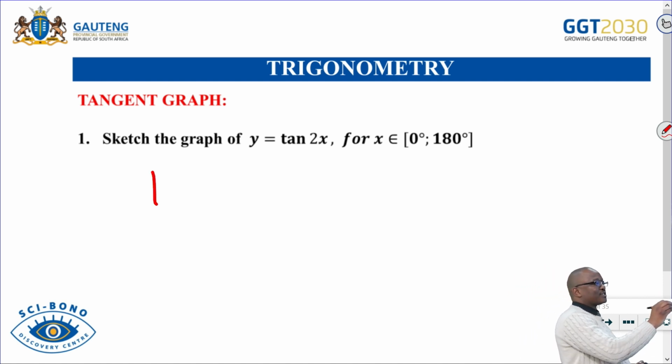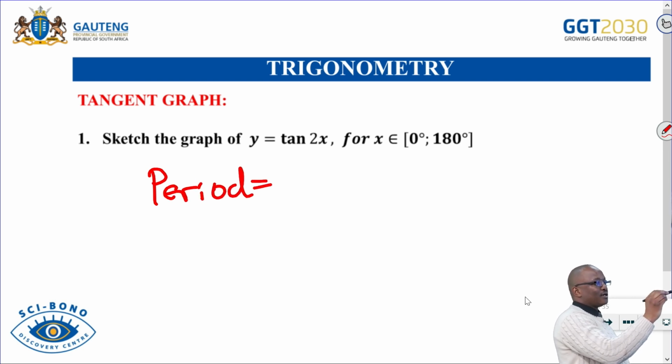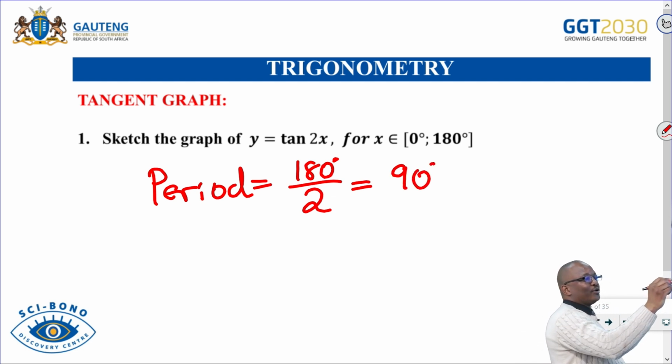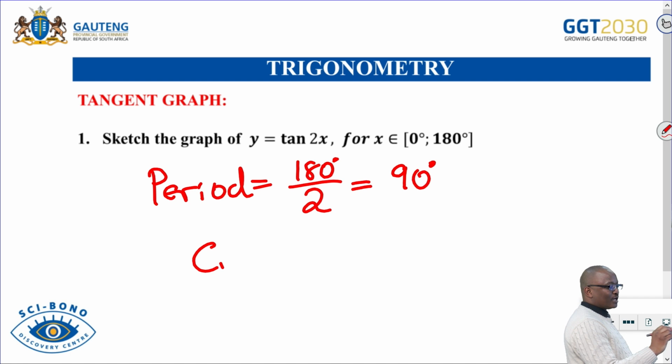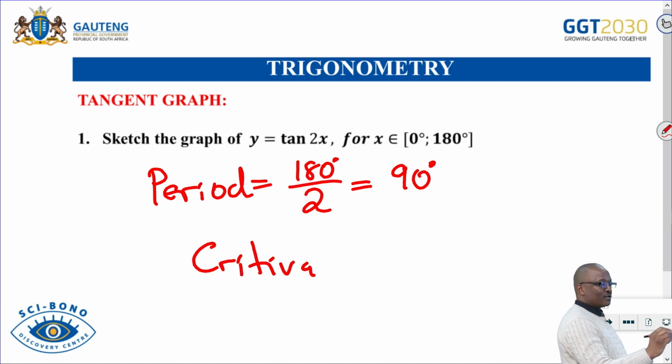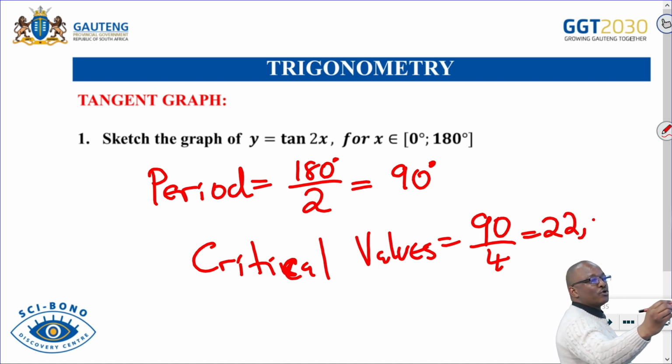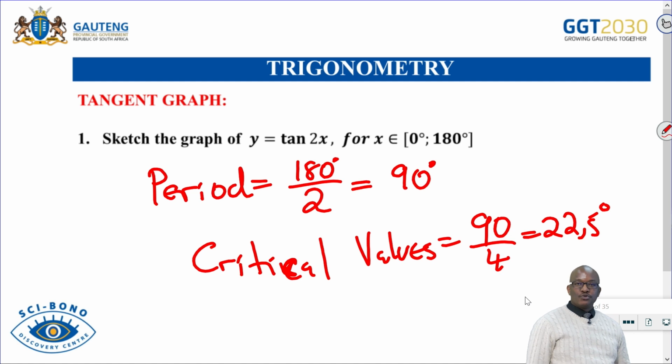When we have the graph of tan, remember we're saying our period for tan is 180 divided by k, but in this case, k is 2. So our period now is going to be 90. For you to get your critical values, you will take your period and divide it by 4, which is going to give you 22,5.